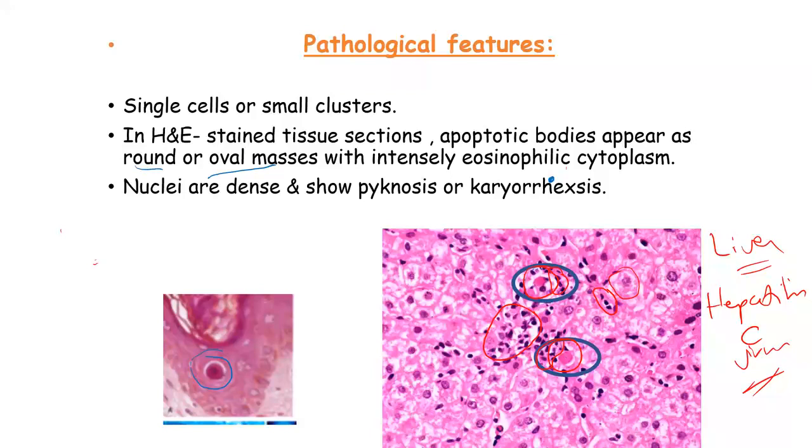The nuclei are dense and show pycnosis or karyorrhexis. They can show pycnosis like this one, or karyorrhexis. This is another pycnotic nucleus, or karyorrhexis. Why don't we have karyolysis? The process is very quick, and so you don't wait until the nucleus is completely dissolved, and so the nucleus will be pycnotic or karyorrhectic, and the cell will be lost before the process of total karyolysis.